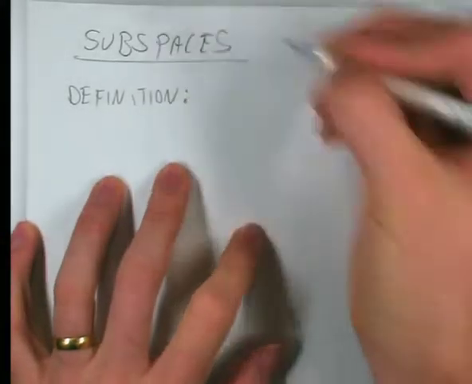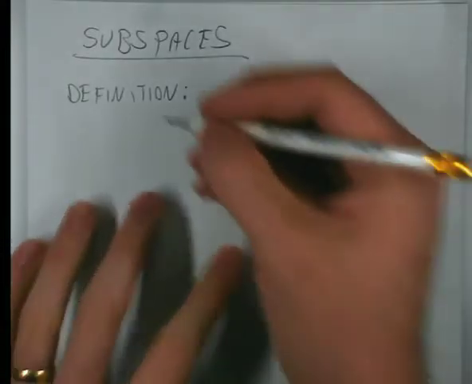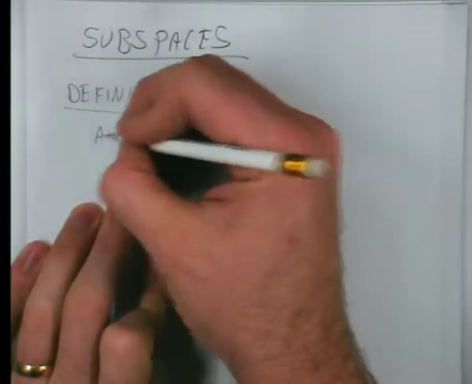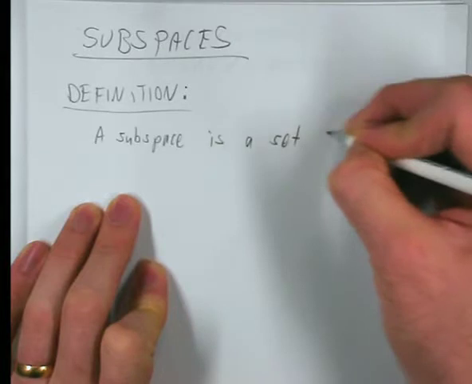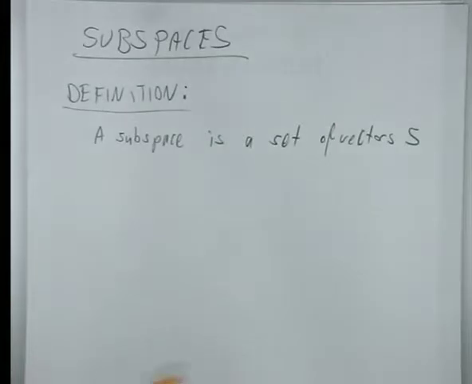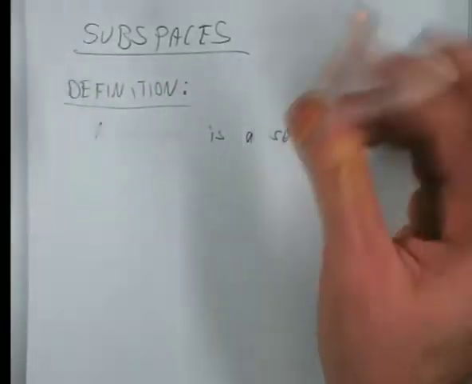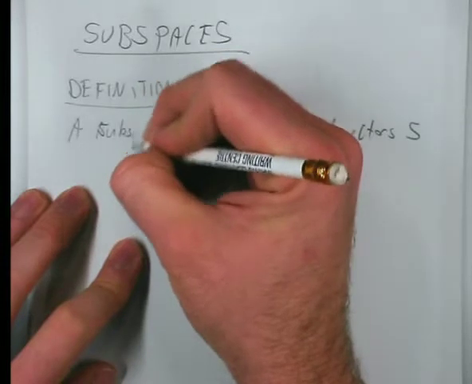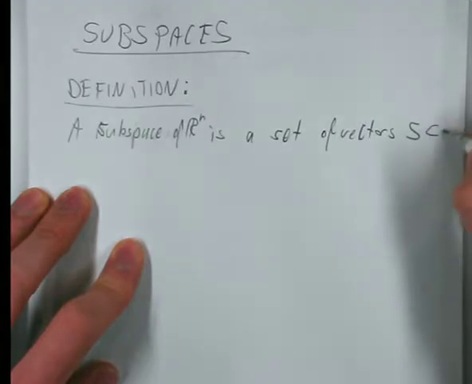So the definition has 4 parts. And I know you think there's 3, but there's a secret 0th part. Okay? So the definition goes like this. Technically, a subspace belongs to something. It's not just a subspace raw, it's a subspace of something. So a subspace of Rn is a set of vectors which is in Rn.